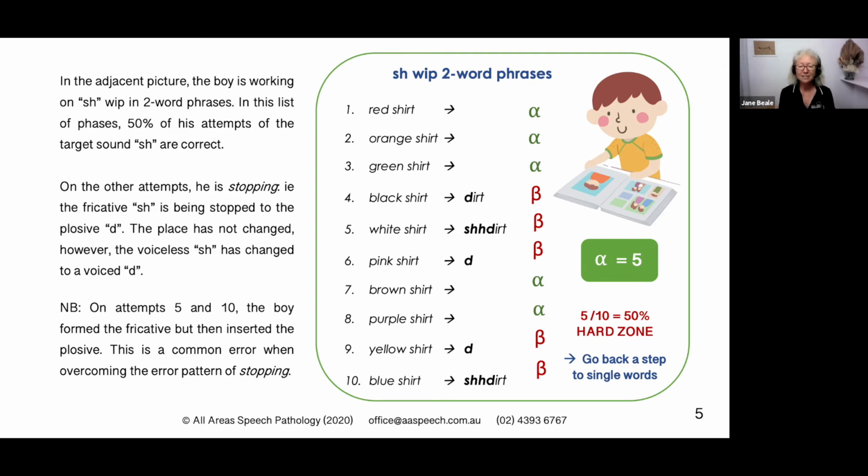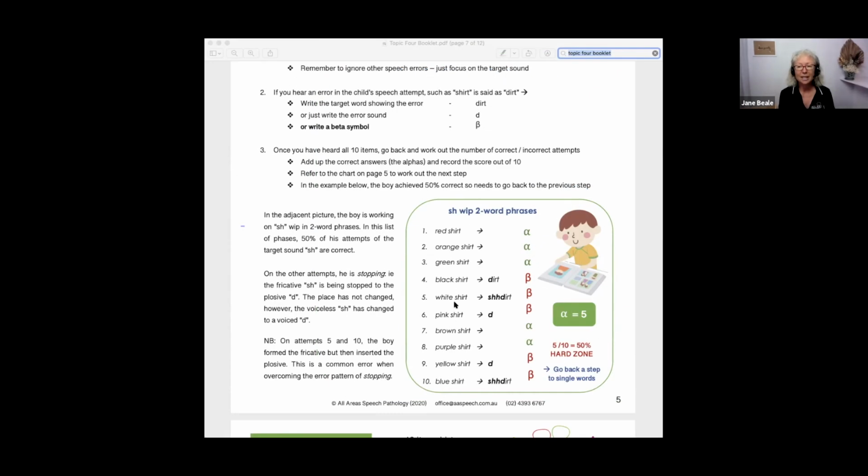So for number 7, they say brown shirt. Oh, good. I liked your sh. We put the alpha. Purple shirt. Oh, well done. You got the sh and another alpha. But now they've got distracted again. Yellow dirt. A beta. Blue dirt. Another beta. So this client's getting 5 right and 5 wrong, and we can see we need to go back a step.